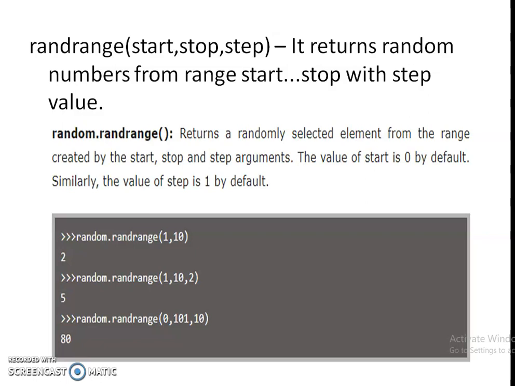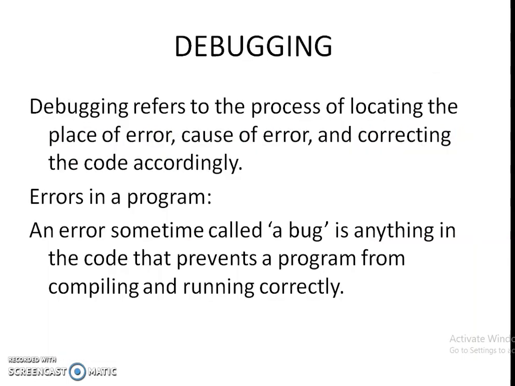And third one, random dot randrange of 0, 101, 10. Here the step value is 10. Clear? So we get an output 80. Clear? So these are the three types of function: random, randint, and randrange. Children, all these functions are very, very important functions. You all have to study all these functions thoroughly. Okay, the error correction questions, you can expect a question from this side. Okay, because it is a very important question, you can expect this error correction questions from this side also for your board exams. Clear?